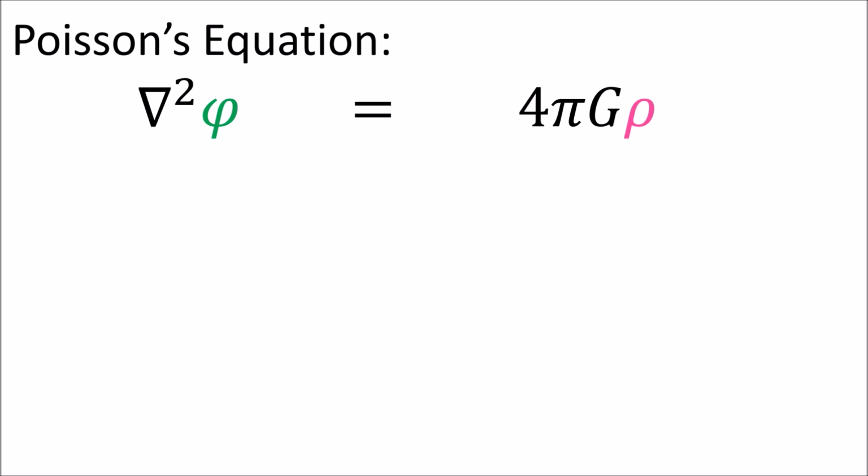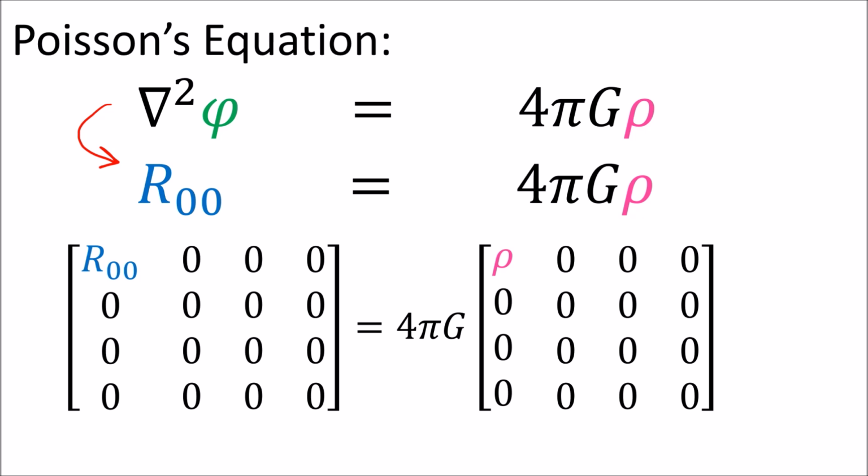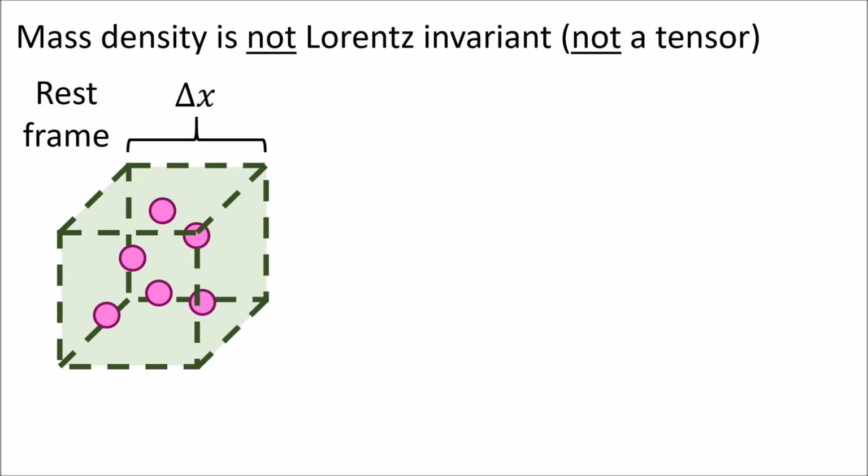In the last video, I talked about how we can take Poisson's equation from Newtonian gravity and reformulate it in terms of space-time curvature, setting the 0,0 component of the Ricci tensor to be proportional to the mass density. However, this equation won't work for general relativity, because neither R00 nor the mass density are invariant in all reference frames. If we have a mass m in a volume V at rest, then the mass density is ρ.